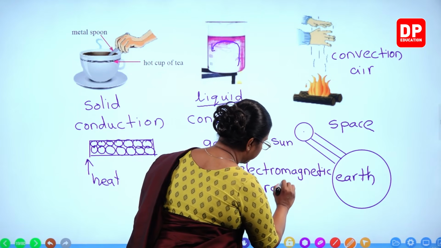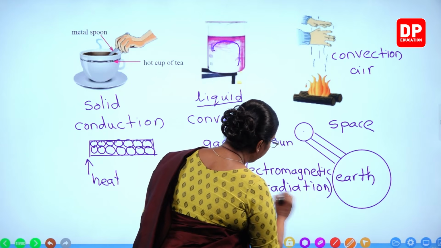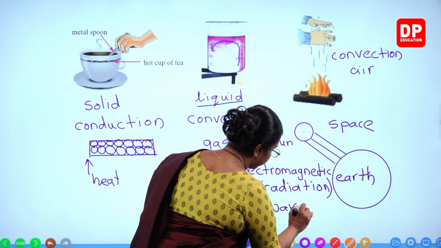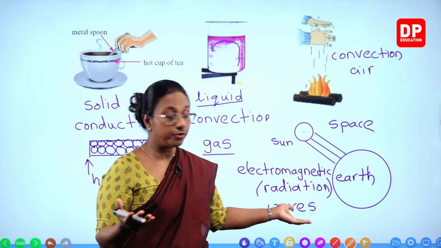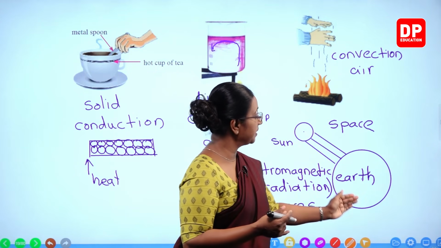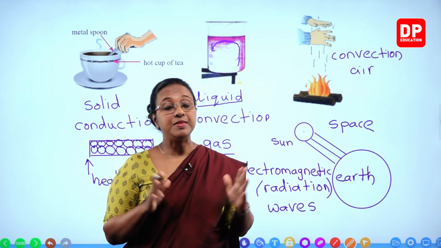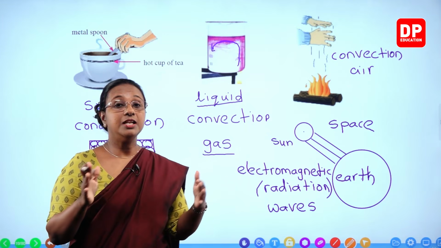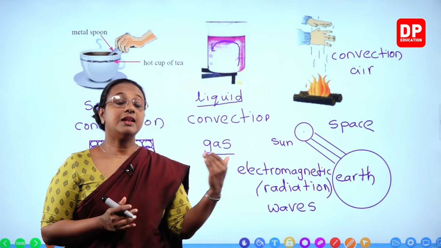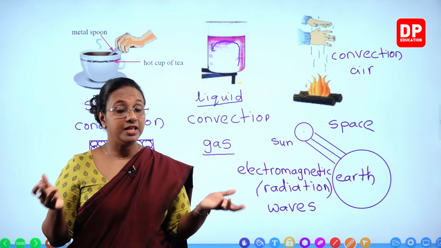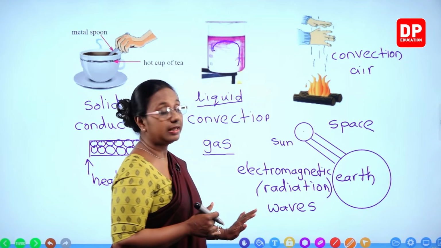Electromagnetic radiation, or in the form of electromagnetic waves. Now you can call it electromagnetic radiation based on the process, or the waves that come from the sun to the earth are electromagnetic waves. You are familiar with them. They have a constant speed of 3 times 10 to the power of 8 meters per second. They can travel through space or vacuum. They don't need a medium for propagation. So those are the electromagnetic waves.